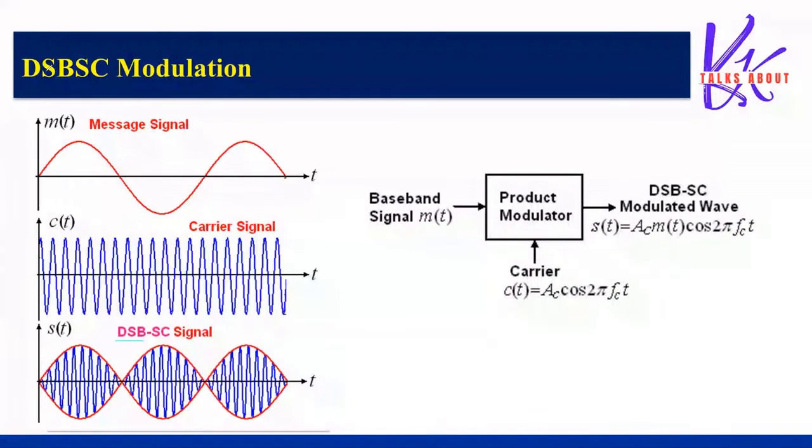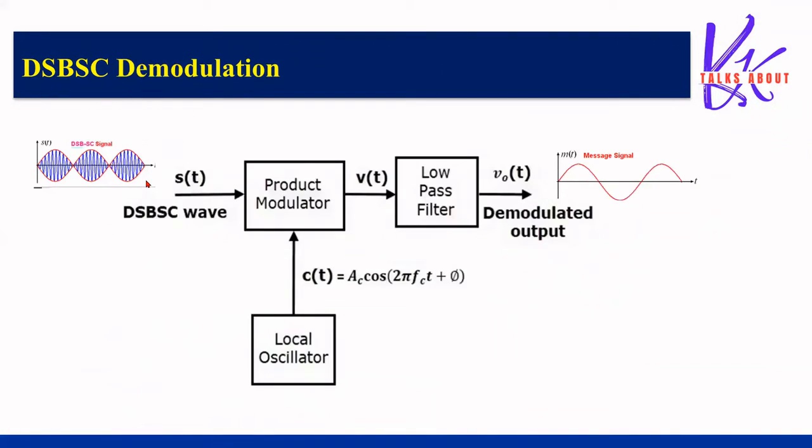Let us see how the demodulation process takes place. The modulated wave which is transmitted, when it is received at the receiving end, is given to the product modulator, and a carrier wave is also given to the product modulator.